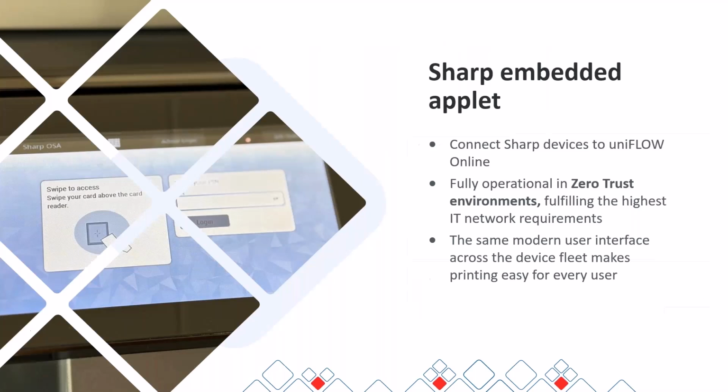So the Sharp embedded applet brings Sharp devices into the uniFLOW Online world with a consistent interface across brands. It operates securely in a zero trust network, which is really important, helping customers standardize the user experience and reduce training requirements. So a nice introduction there for Sharp into the uniFLOW Online world of printing. Now let's see how scanning into document systems became faster and more accurate.